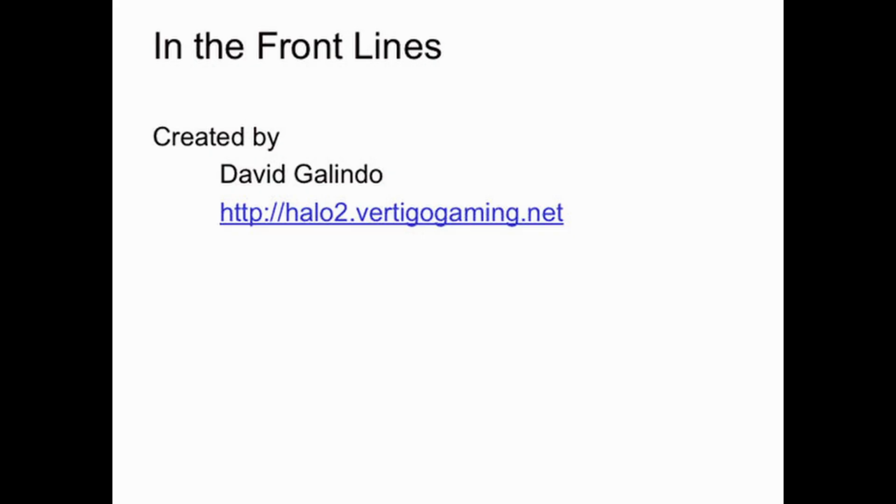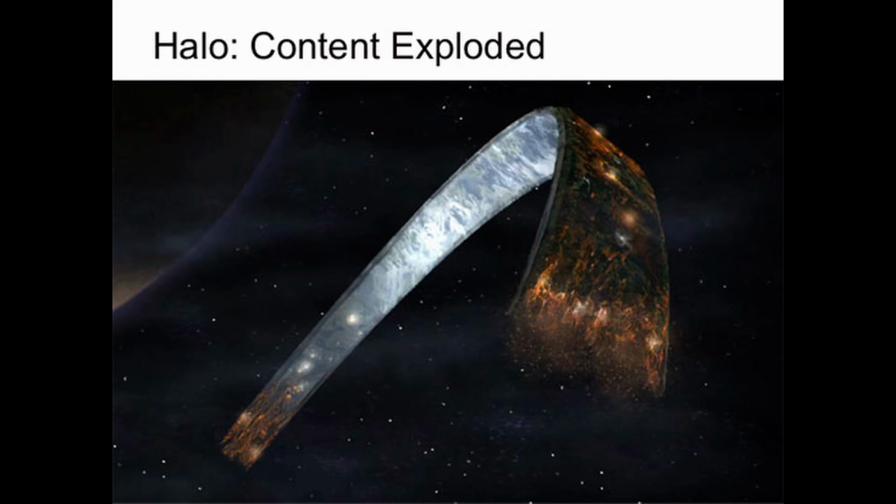So, it's in the front lines, David Galindo, halo2.vertigogaming.net. So, in order to even attempt this kind of approach to game design, you not only need a really high level of detail, but a wide breadth of detail as well. What that means is you need animations for every possible action any character can take with any vehicle. It means you need to have effects for every material versus material interaction, from a plasma bolt hitting rusted metal to rocks falling in water to the warthog skidding on the beach or metal grinding against metal.